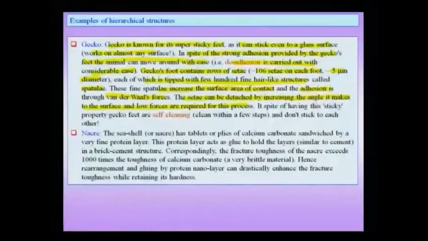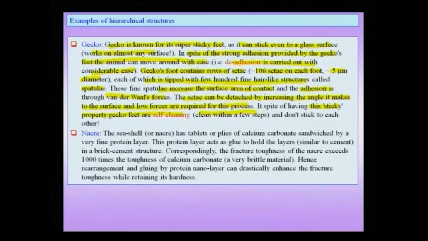One other great beauty of this kind of gecko feet is the fact that when you expect something to be very sticky, you expect it to pick up a lot of dirt, because it sticks to any surface. So, correspondingly, of course, dirt will also stick to the surface with considerable ease, but this is not the case, and in spite of being a very sticky material, gecko's feet have a property of self cleaning. Actually, the very walking process itself acts like a cleaning process, and it can clean itself within a few steps.